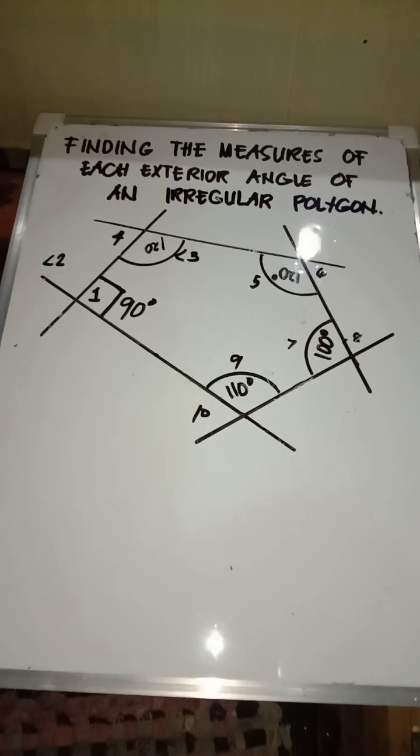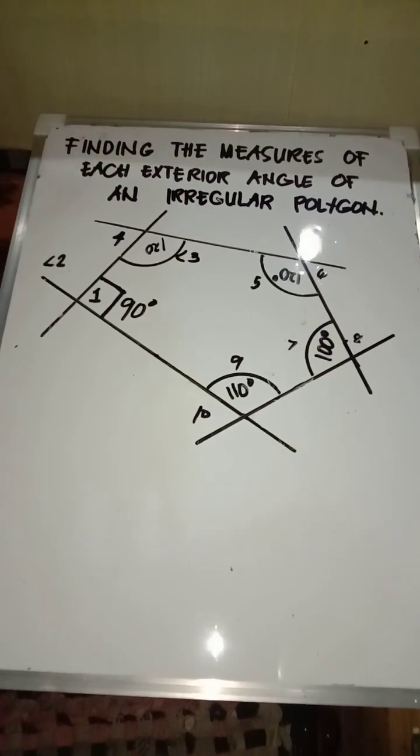Okay, so for today's topic, we are going to find the measures of each exterior angle of an irregular polygon. Irregular means all the angles and all the sides are not congruent with each other, or they are not equal. So this time, we cannot use the formula 360 over n because it's irregular. This time, we are only going to use subtraction and addition. How are we going to do it?